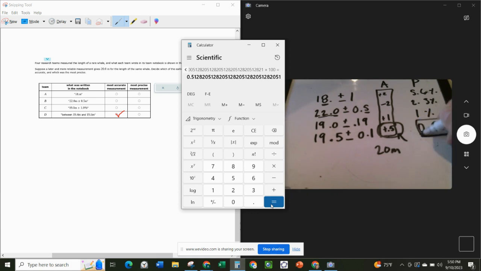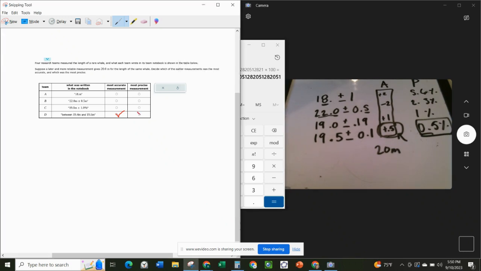So this one's also the most precise. It has the smallest error. So for this problem, this one, Group D, Team D, had the most accurate and the most precise measurement.